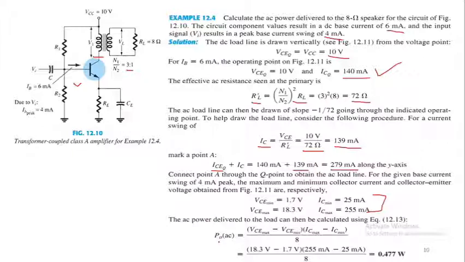Now we have maximum and minimum values of IC and VCE. We can calculate output AC power, which is P naught AC, which is the AC power delivered to the load, is equal to VCE max minus VCE min into IC max minus IC min divided by 8. So this will be equal to 0.477 watts. So AC power delivered to this 8 ohm speaker is equal to 0.477 watts.